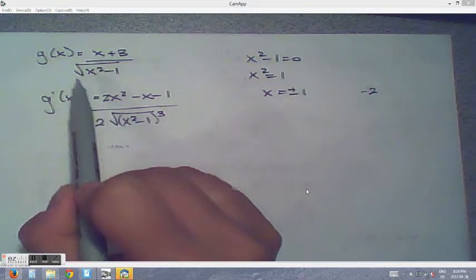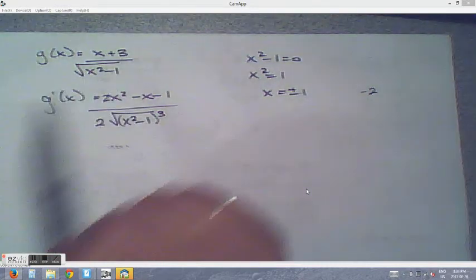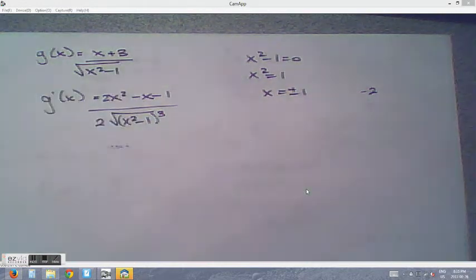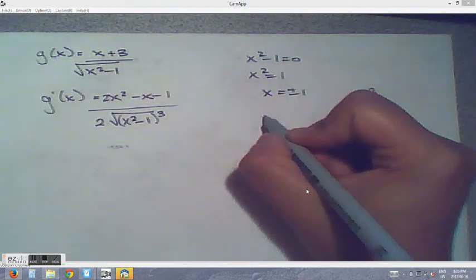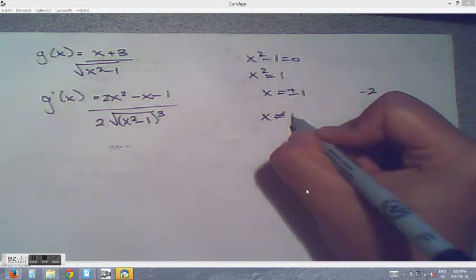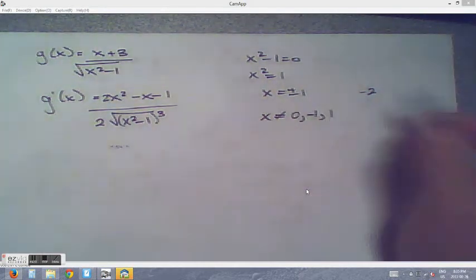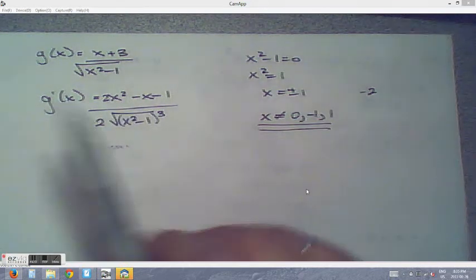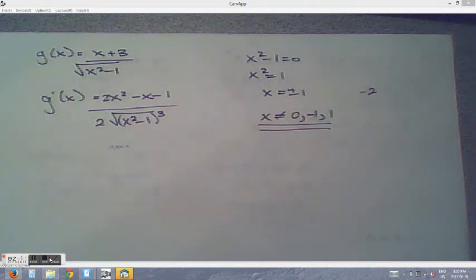What about if we put in 0? If we were to substitute 0 in there, then we would have -1 underneath the square root, and we can't have that. It is undefined. So for values that we cannot have as x, we have 0, -1, and 1. That is also true for the derivative of the function.